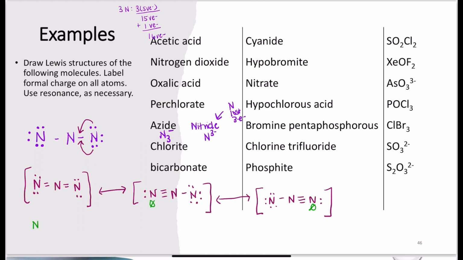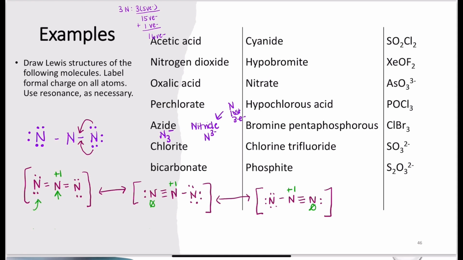Look at this central nitrogen here. Nitrogen has 5 valence electrons, no lone pairs, and 4 bonds. It's overall +1 charge. All of them in the center have a similar fashion. They all have 4 bonds and no lone pairs. So they're all a +1 formal charge.